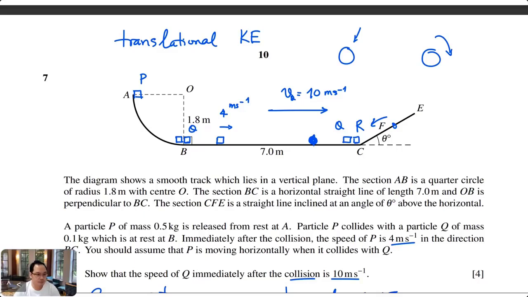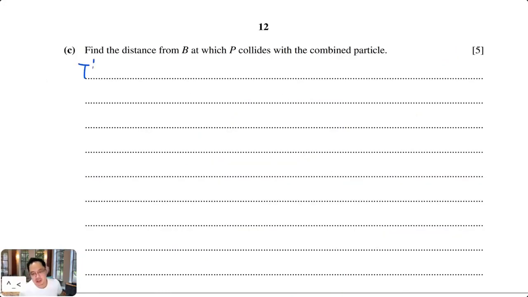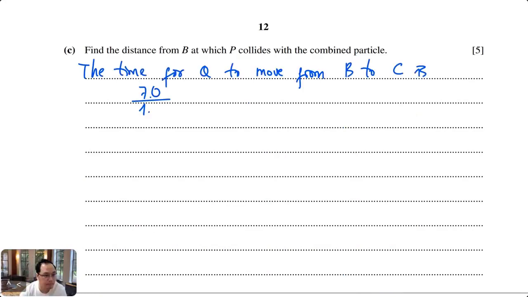And to find the distance from this position to B, firstly we need to find the position of the particle P, for example, it is here, when the particle Q hits the particle R at C. The time it takes Q to move from B to C, we take that distance 7 meters divided by the speed of the particle Q, which is 10. So that is 0.7 seconds.